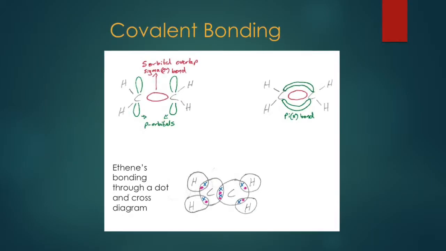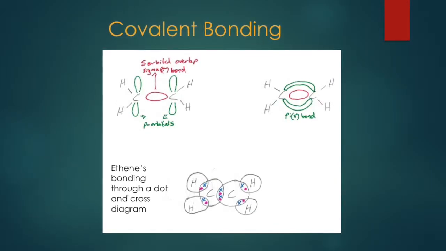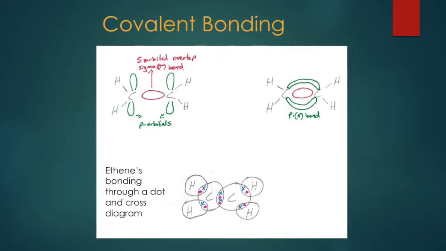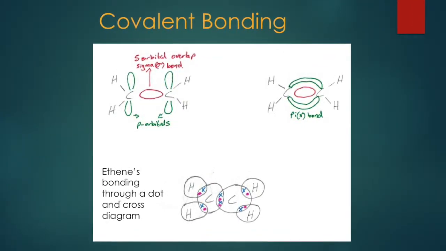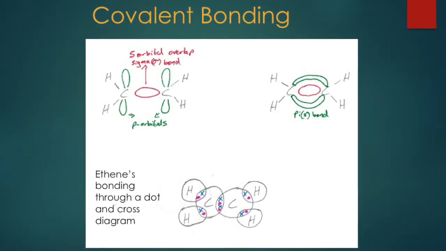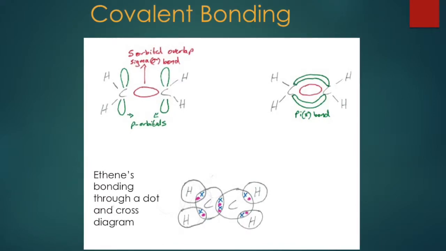I will use ethene to describe covalent bonding. There are two types of covalent bonding, sigma and pi bonds. Sigma bond is formed when 2 s orbitals overlap, as you can see from the left diagram, and pi bonds are formed when 2 p orbitals overlap, as you can see from the right diagram.